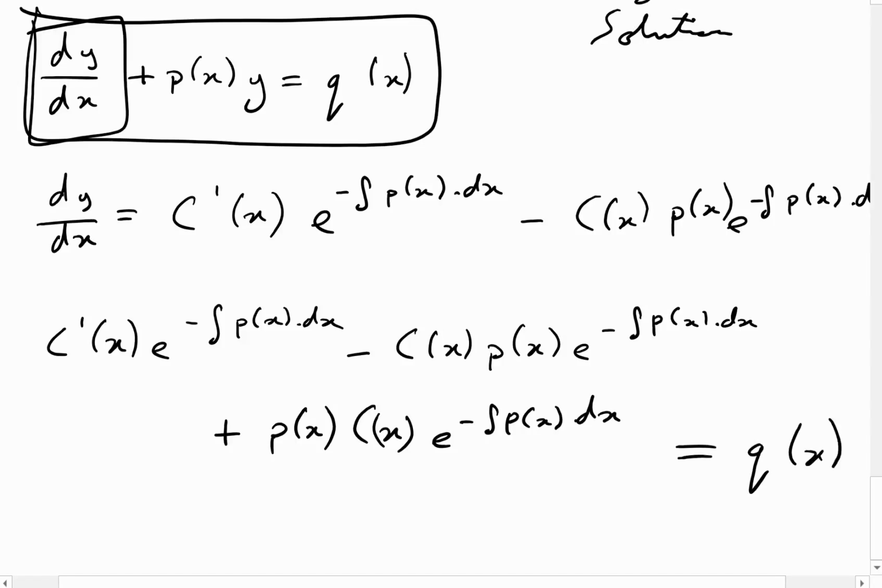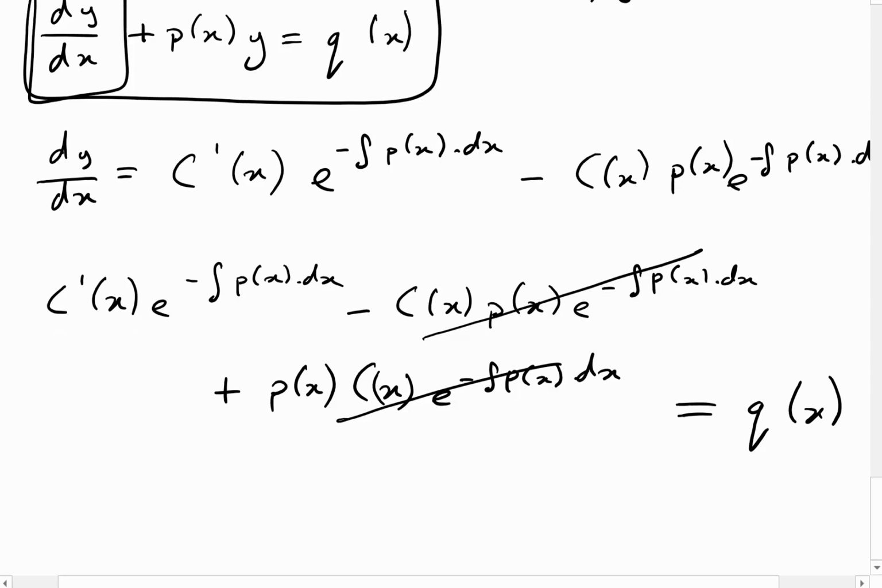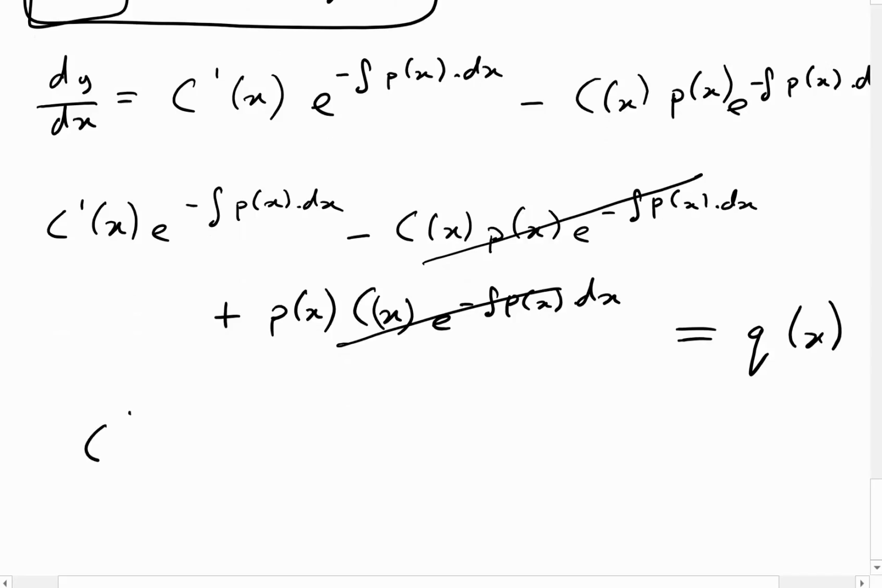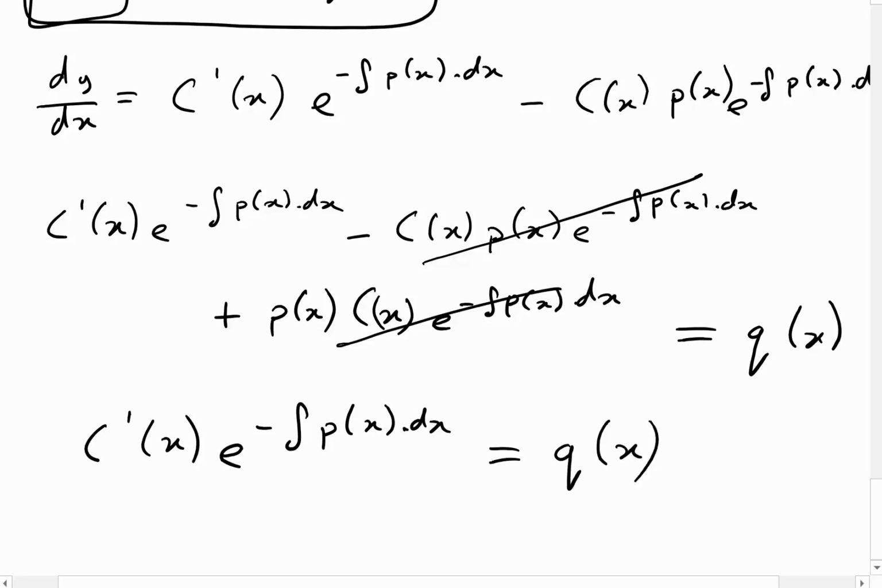Well, let's look at what we've got here. We've got a p of x, c of x, e to the minus integral of p of x dx, we've also got that thing there. So effectively those two things are going to cancel. One's being added, one's being subtracted, so those two things are going to cancel. So we're going to end up with c dash of x e to the minus integral p of x dx. Those two things cancel, so we're just going to be left with q of x on the right hand side.